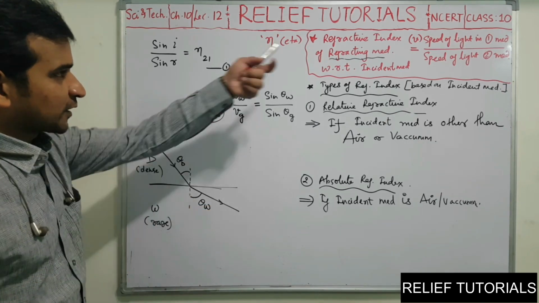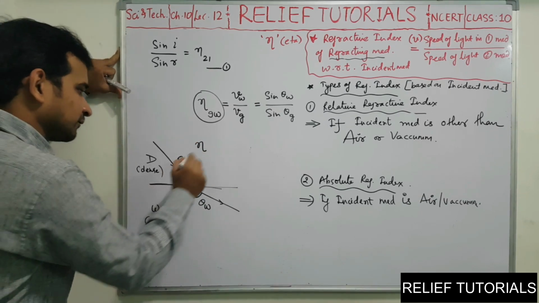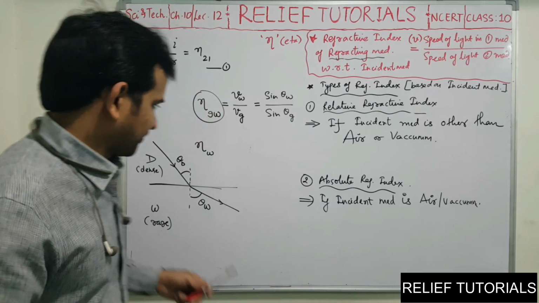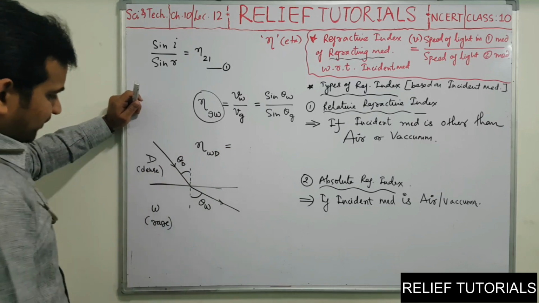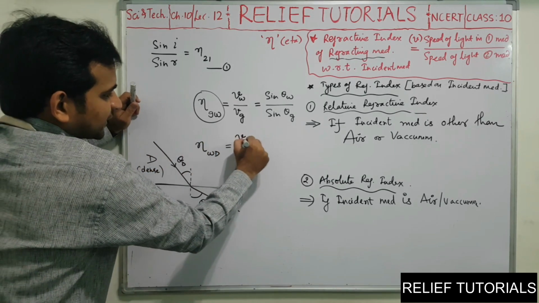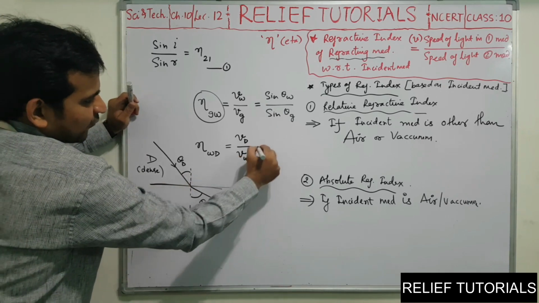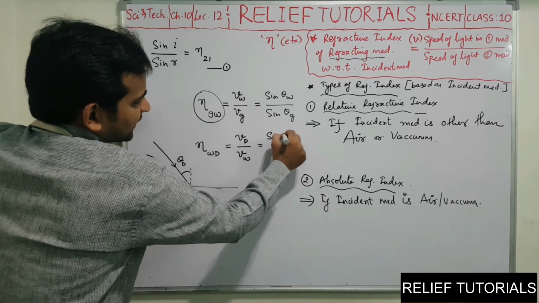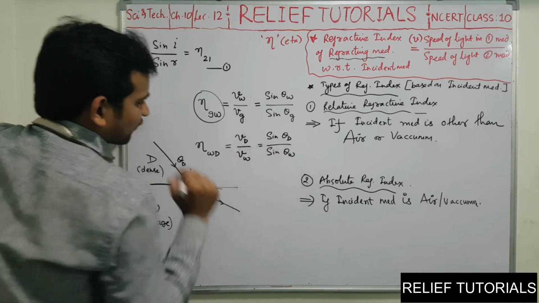Now what formula can you write for refractive index? Again, the refractive index will be of water here. See, refractive index is always of the refracting medium, means the second medium. So the refractive index of water with respect to diamond is equal to speed of light in the first medium, means speed of light in diamond, upon speed of light in the second medium, means water, is equal to, again, sine of angle of incidence, means sine theta D, upon sine theta water.